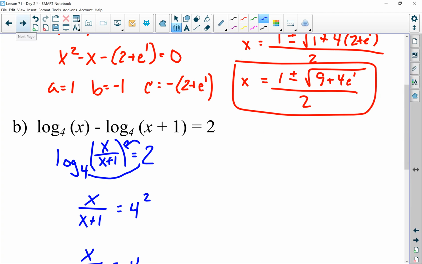So that's solving logarithmic equations, and probably two of the more unusual cases. So I did want to make sure to cover that.